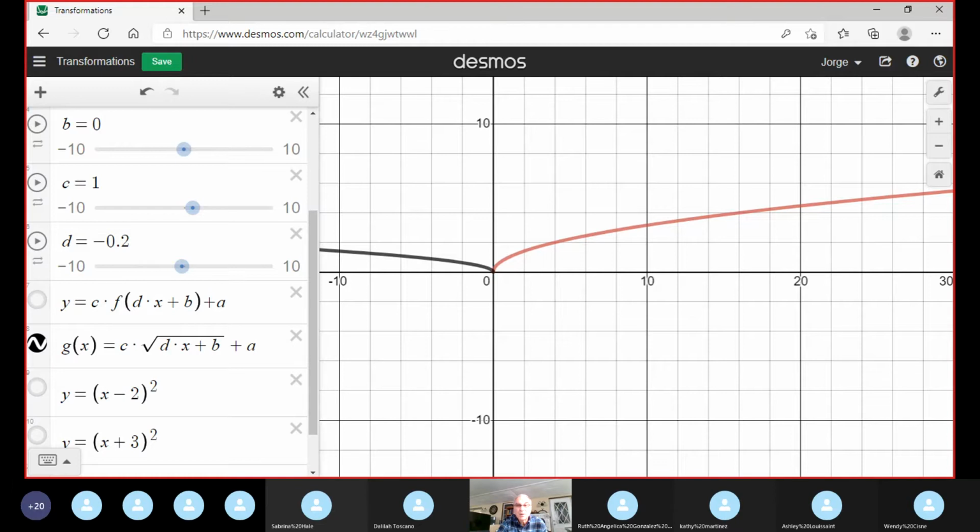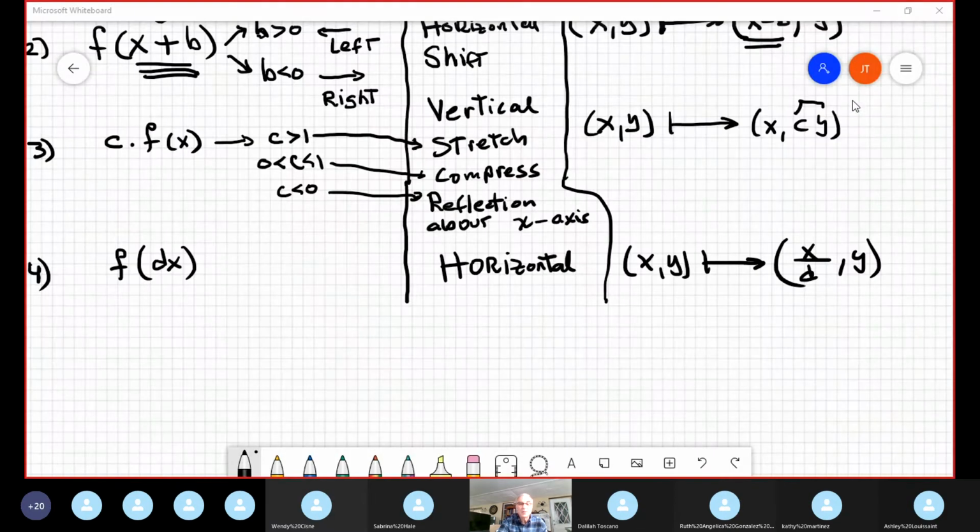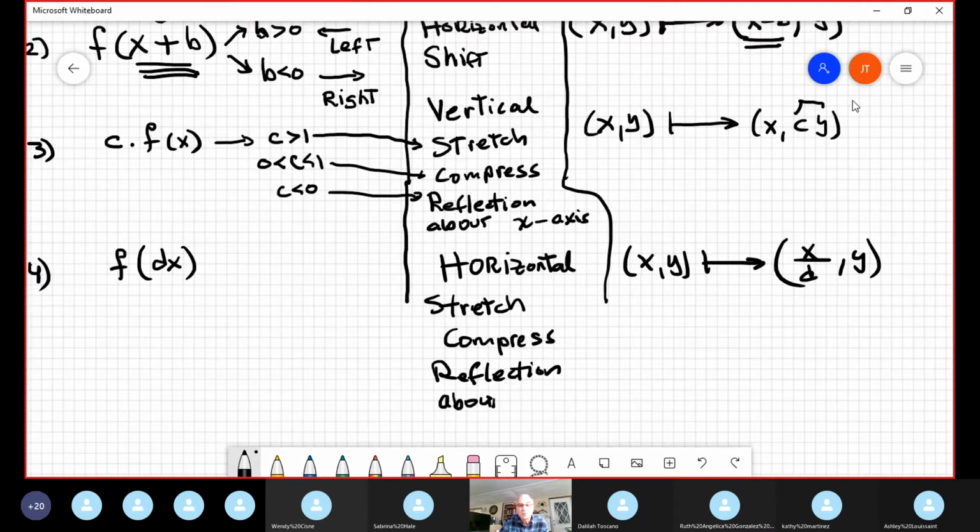Okay, whiteboard. Okay. So we have again 3 possibilities. It's a stretch, compress, and reflection. But this reflection is different because this reflection is about the y-axis. So what is the condition for a stretch?